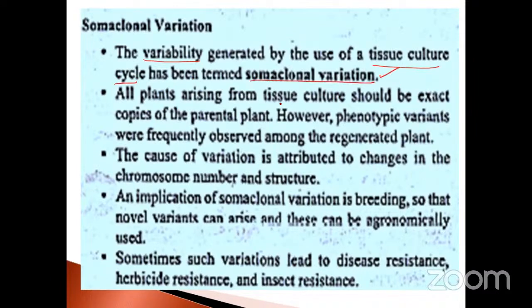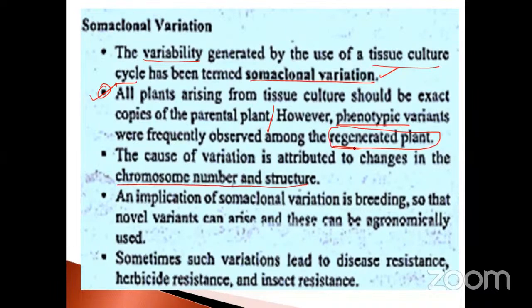All plants arising from tissue culture should be exact copies of the parental plant, isn't it, my dear? This is what exactly happens in the lab as well as naturally. However, phenotypic variants were frequently observed among the regenerated plants. Sometimes phenotype means physical variations also we will obtain during the time of regeneration. The cause of variation is attributed to changes in chromosome number and structure. This is very, very important. How will it be changed?